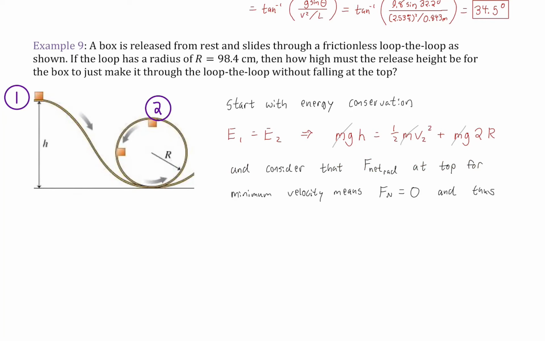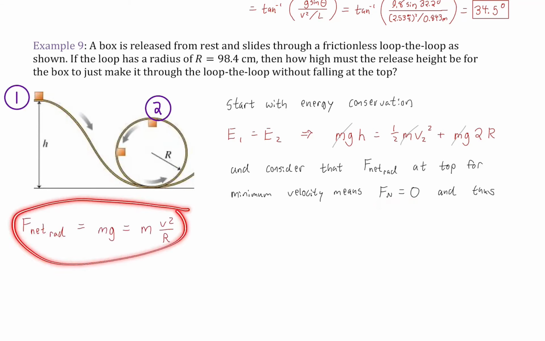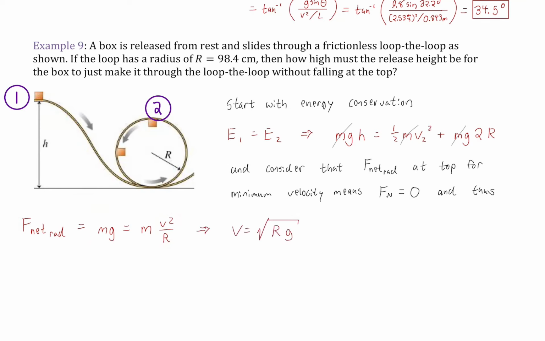And we consider that F net in the radial direction at the top of the loop for minimum velocity has a normal force of 0, just like the bucket of water. So then the net force in the radial direction is just going to be gravity equals mass times centripetal acceleration, which means that v is really simple. It's just the square root of rg. So then we can substitute that v back into our energy equation.